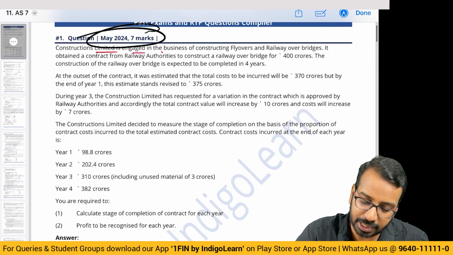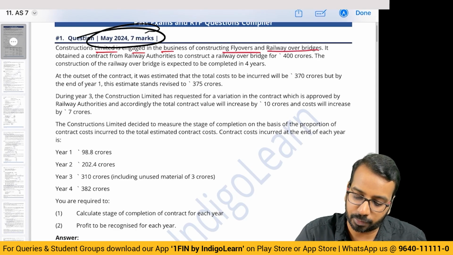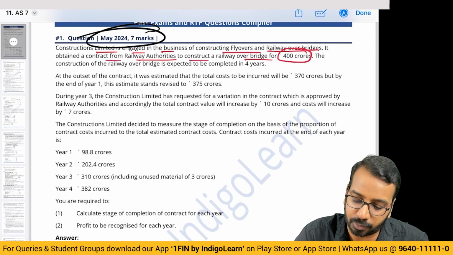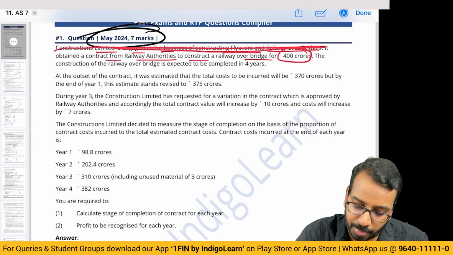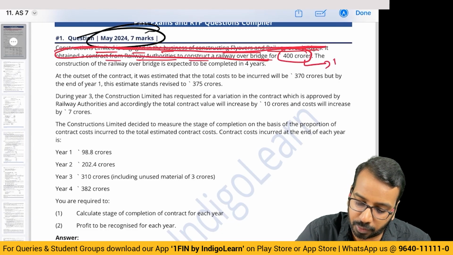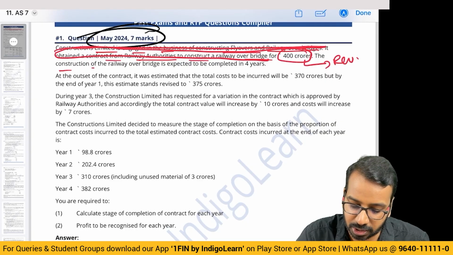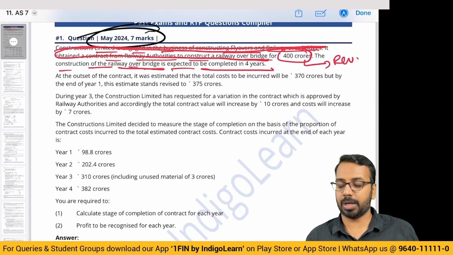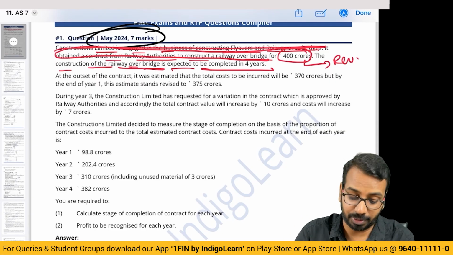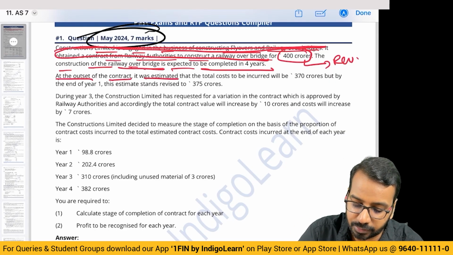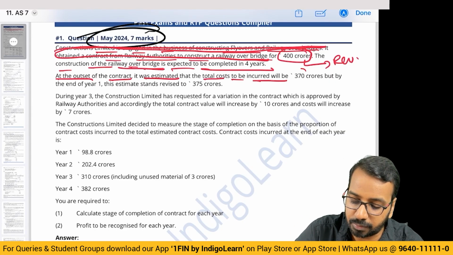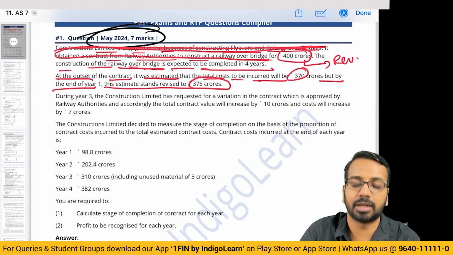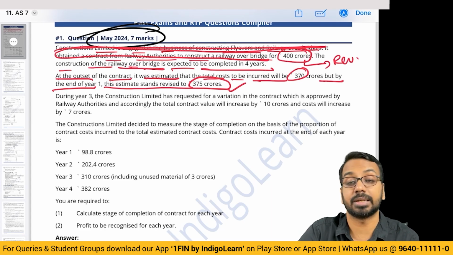Constructions Limited is engaged in the business of flyovers and rail over bridges. It obtained a contract from rail authorities to construct ROB for 400 crores. So this is not relevant for us. What is relevant for us is 400 crores, the contract revenue. The construction of the railway over bridge is expected to be completed in 4 years. Okay. Slightly lengthy question, by the way. At the outset of the contract, it was estimated that total cost to be incurred will be 370 crores, but by the end of first year, estimate stands revised to 375 crores. What should we take? We should take 375.